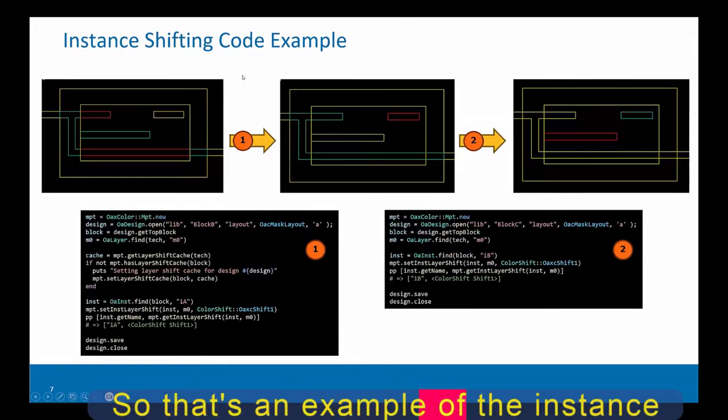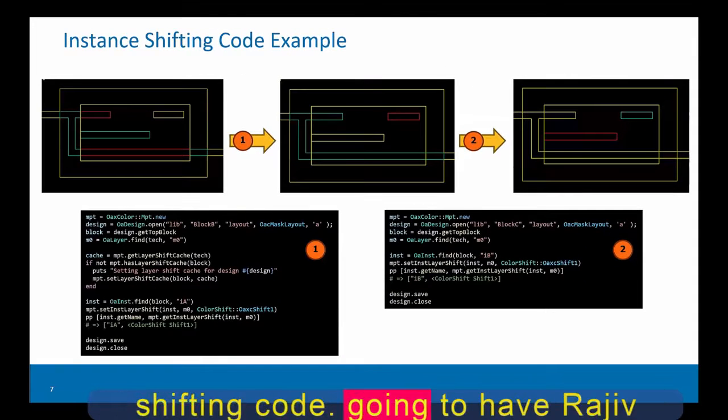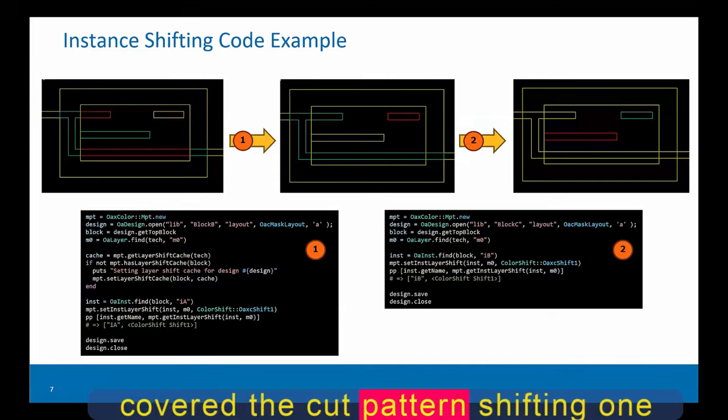So that's an example of the instance shifting code. I'm going to have Rajiv cover the cut pattern shifting.